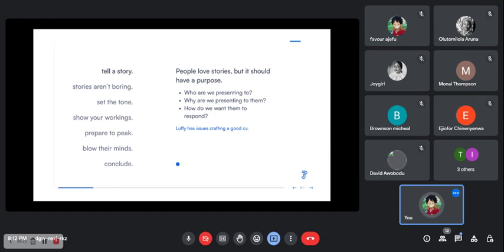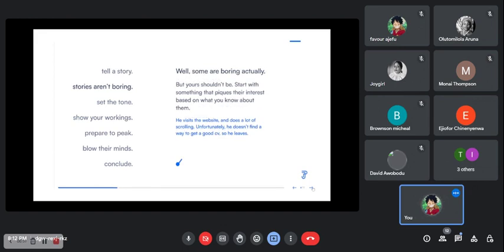So if you want to get considered, it means that you might need to instruct the people that are going to be considering you for the job in the proper way that this solution can actually be implemented. So I'm starting with a story here. Let's imagine for the sake of our presentation that a certain guy that we are going to call Luffy has issues crafting a good CV. Now, how are we going to turn this into a case study that might make sense?